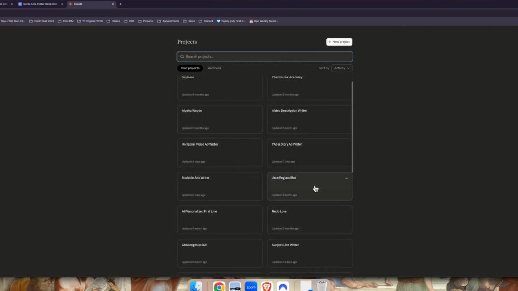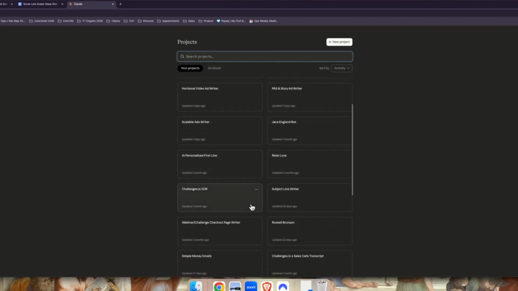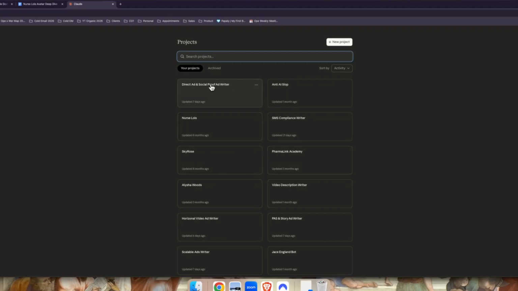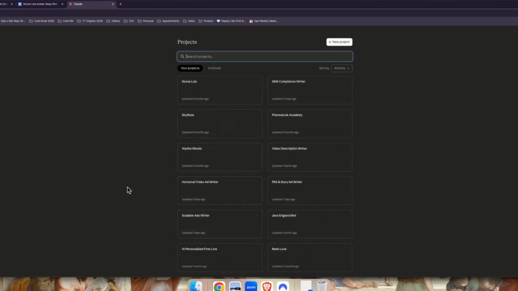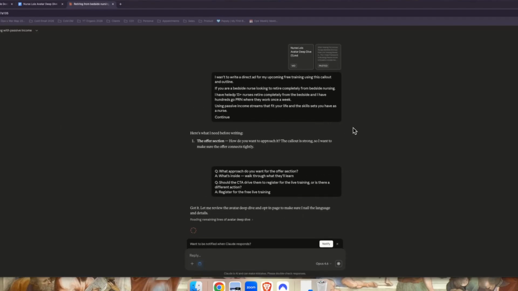You can also use PAS and story ads, but just for this example, I'm going to use 3 direct ads, 3 social proof ads, and then 9 ads from the scalable ads writer. Since this is the direct ad, I just gave it the angle I want to use. I want to focus on people who are looking to retire completely from nursing. That's basically the angle I want to use. And I basically just told it to continue. I just gave it the first 3 lines and I told it to continue.